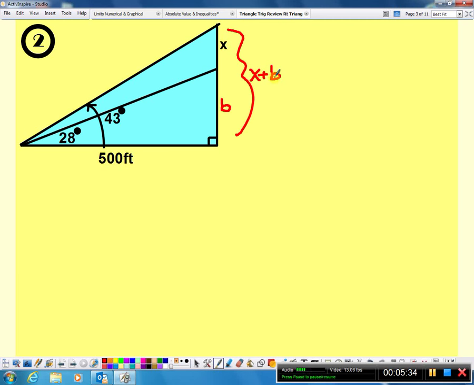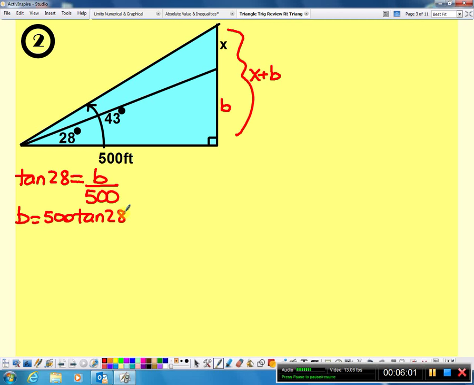All right, so I'm going to start out again and say, well, in the lower triangle that contains the 28-degree angle, I'm going to say tangent of 28 equals b over 500. Oh, I like that because I can get b immediately. But to save time and round off error, I'm not going to use my calculator yet. I'm going to wait. Now, I ultimately wanted x.